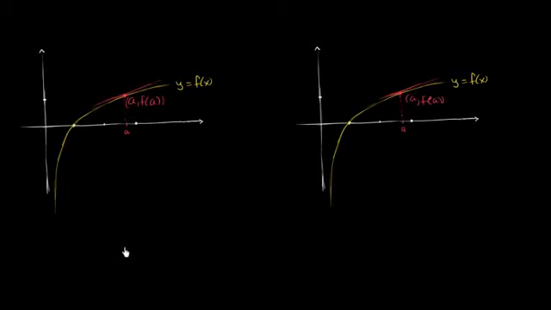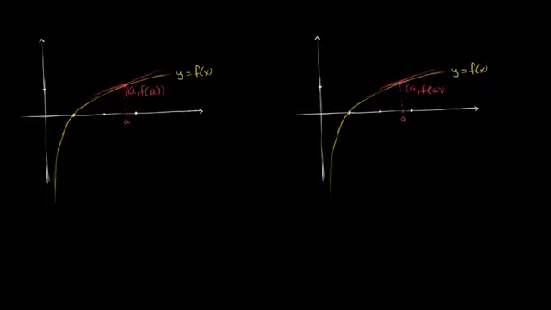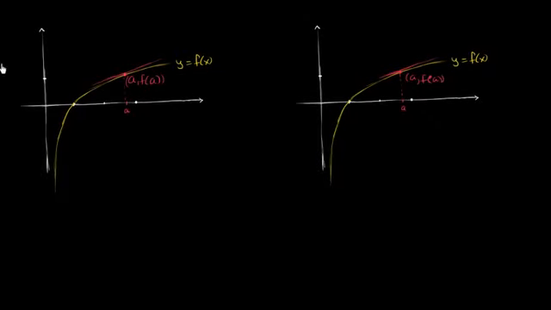So let's think about how we could find the slope of the tangent line to this curve right over here, which I've drawn in red at the point x equals a. And we've already seen this with the definition of the derivative. We could try to find a general function that gives us the slope of the tangent line at any point.